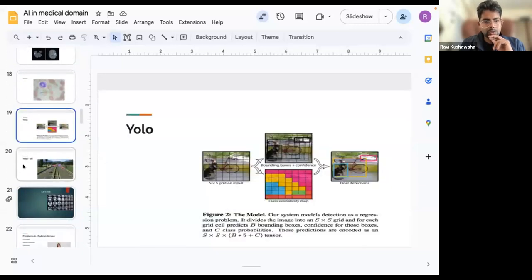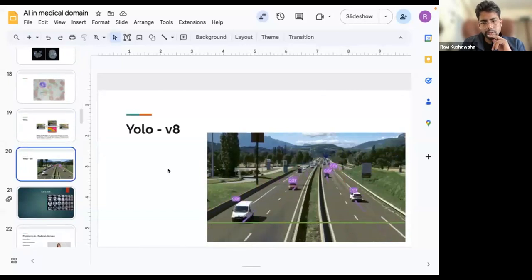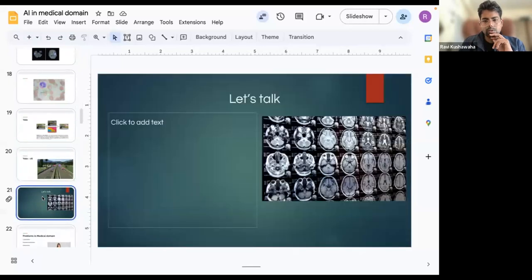And YOLO versions have kept on updating over the years. This is the newest version, YOLO version 8. You can see how accurate the model is, and it can perform in real time as well. So we discussed the three models. If anyone has a question or something to say, we can wait for a few minutes and take that on.